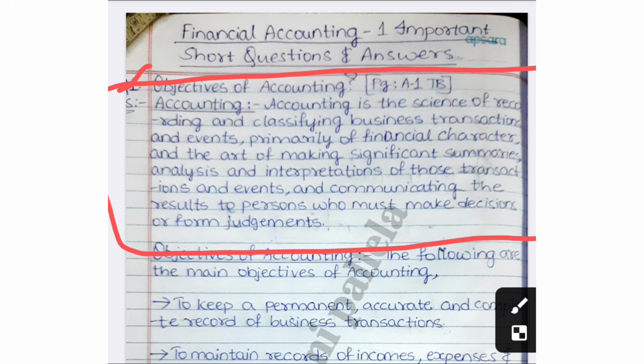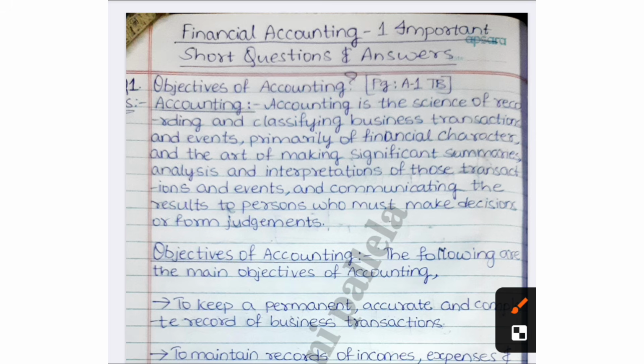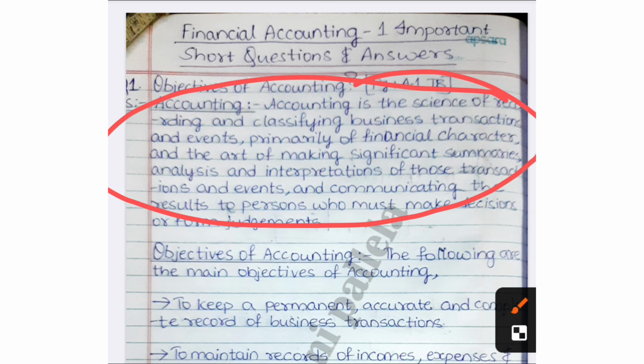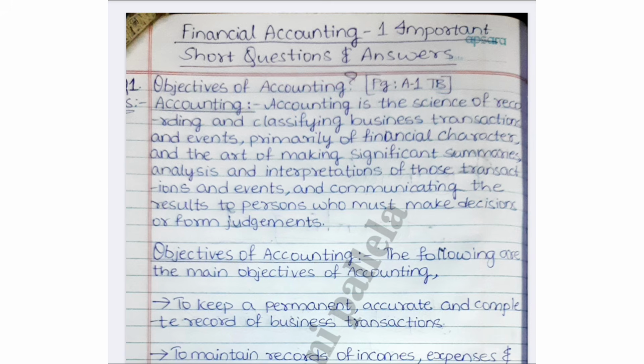Whatever transactions and events you have will be communicated to form decisions, to take appropriate decisions. This accounting will be useful. When you get to know whether you are getting a profit or a loss, then you will take good and accurate decisions, right? For that also accounting will be useful. This is a must; you need to write these points in the 4 marks answer.